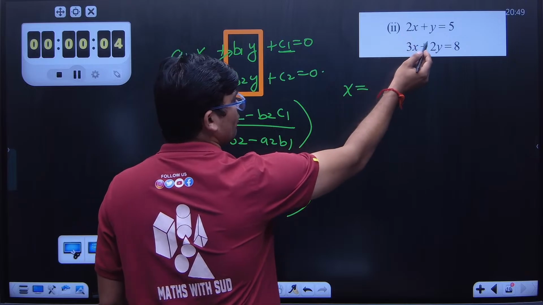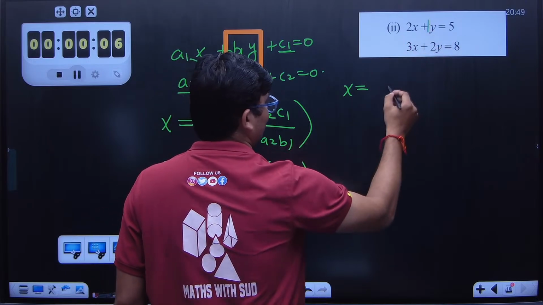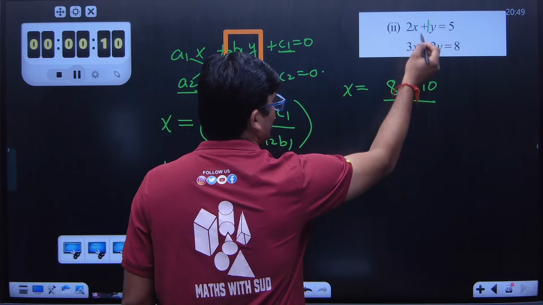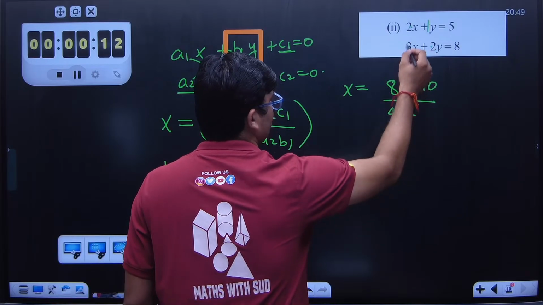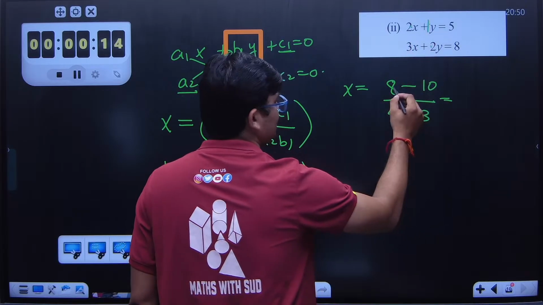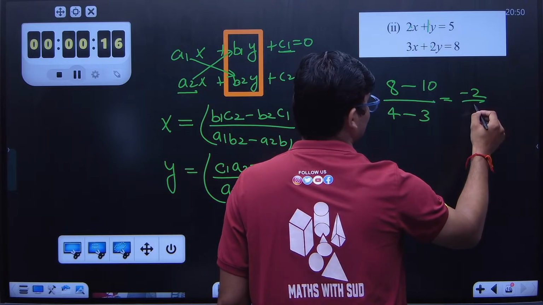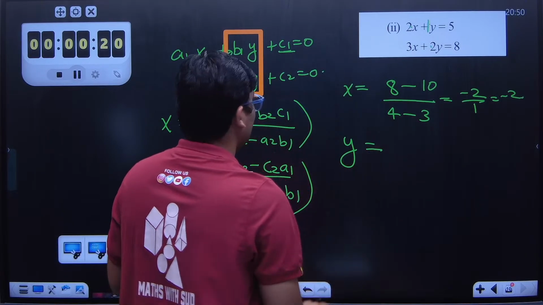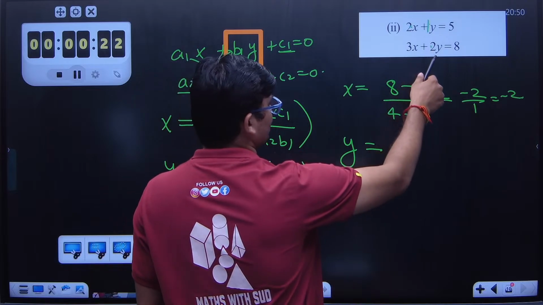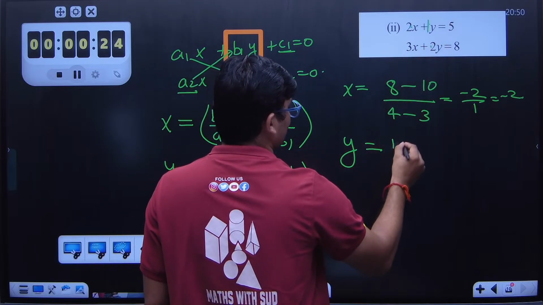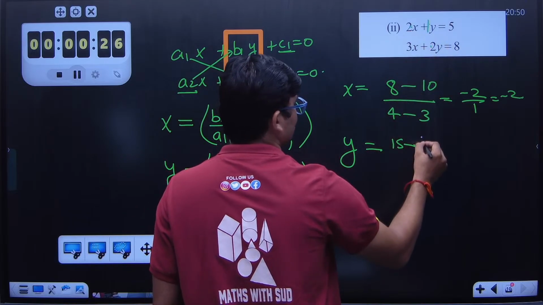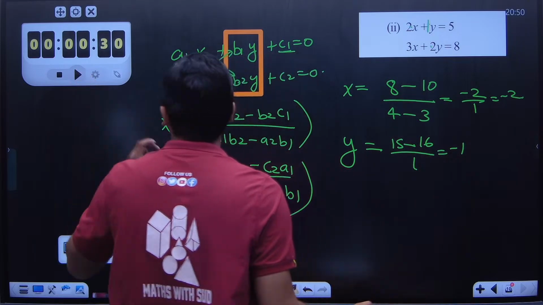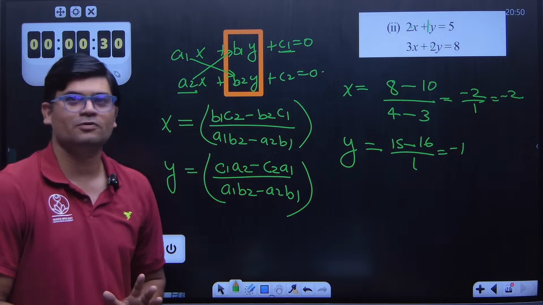So for x, I want to multiply this 1 by 8, that means 8 minus 2 into 5 is 10, divided by 2 into 2 is 4, minus 3 into 1 is 3. So that means 8 minus 10 is minus 2, 4 minus 3 is 1, so the answer is minus 2. Let us see for y. For y, I am going to solve this, so that means 5 into 3 is 15, minus 8 into 2 is 16, divided by the same thing 1, so the answer is minus 1. See, in 30 seconds I found the solution for this equation.